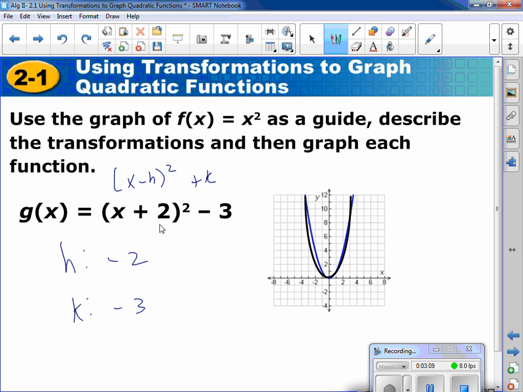When you're inside the parentheses, you think opposite of what's written there. If it's positive, you want the negative. If it's negative, you write the positive. So if we have our original parent function, I'm going to shift it to the left 2 and down 3. Your graph would look like this.